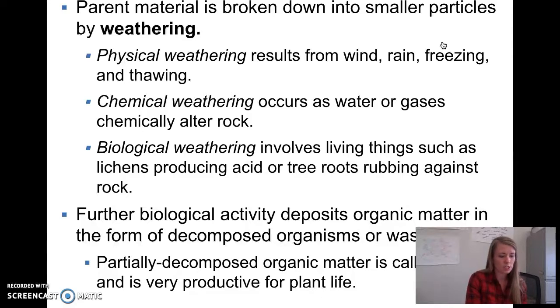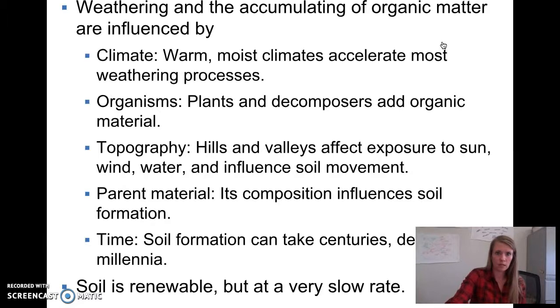And it's a dark, spongy, crumbly mass of material made up of complex organic compounds. Soils with a lot of humus hold water well, and like we said, they're really productive for plant life. So weathering and accumulating of organic matter are influenced by several factors. The speed at which weathering occurs is going to be affected by a lot of these things.